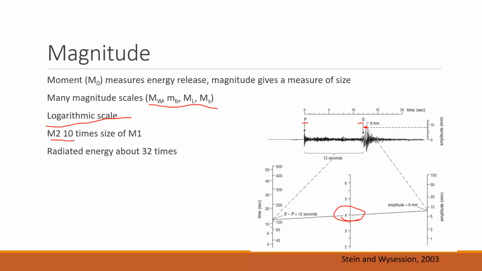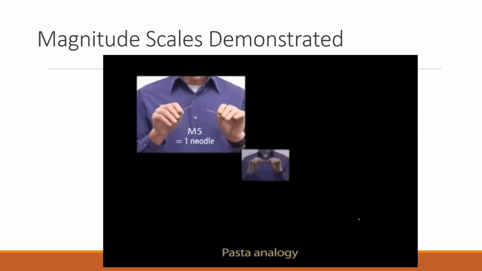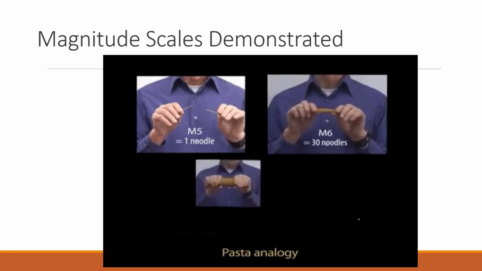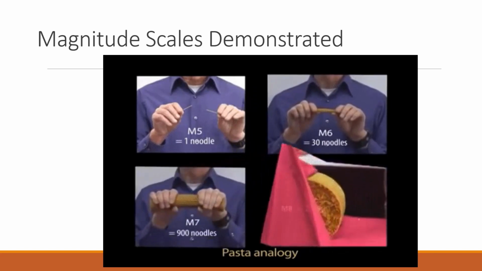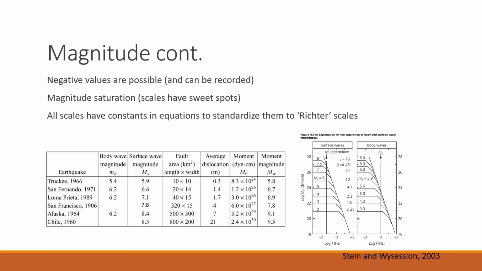Let me show you that again. The energy released in these earthquakes, when we go up by a step, is going up by 32 times. It goes up very, very fast. These big earthquakes are much, much bigger than the mid-sized earthquakes. Negative values are actually possible and recorded for earthquake scales because of that logarithmic scale.